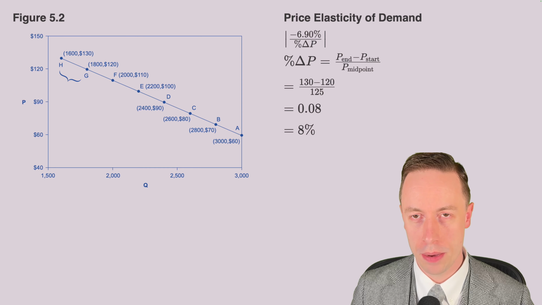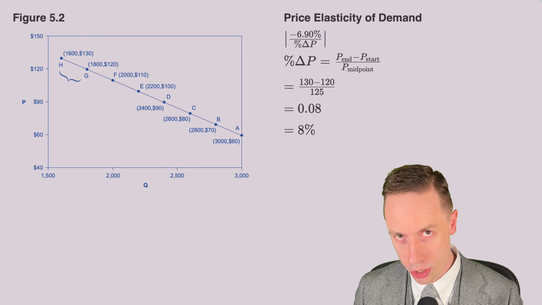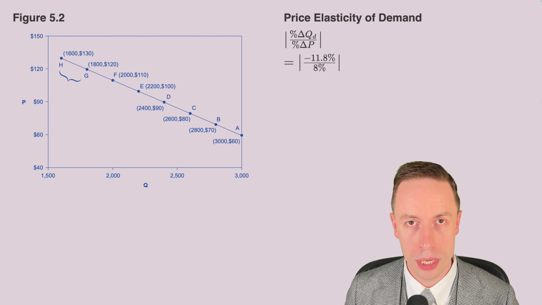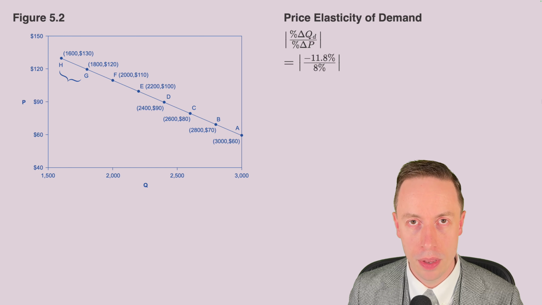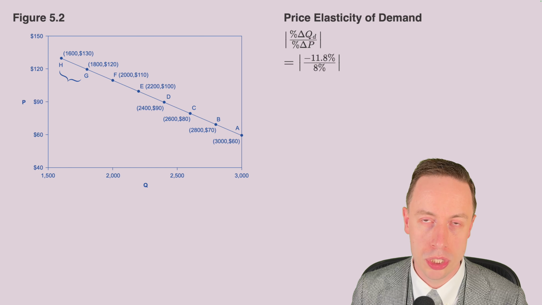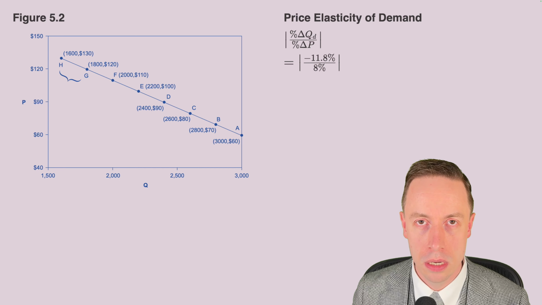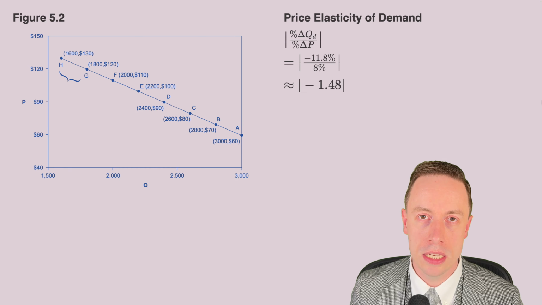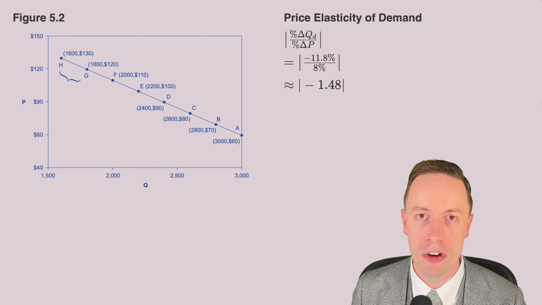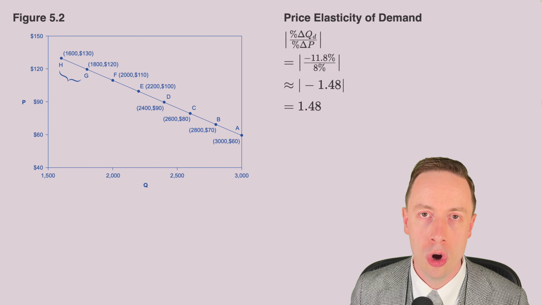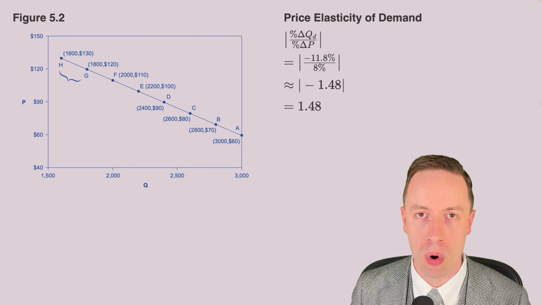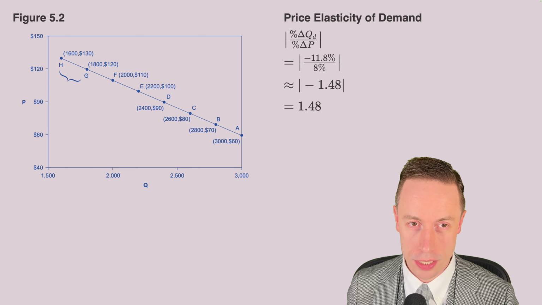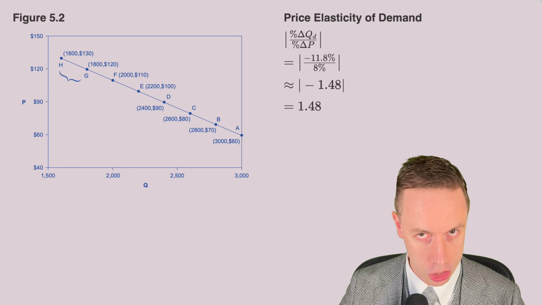So let's remember, we now have two percentage changes. Neither one of those are in elasticity yet. Let's return to our elasticity formula, plug it in, negative 11.8% change on quantity demanded, caused by an 8% increase in price. That gives us a unitless elasticity of, after taking off the minus sign, 1.48. So this time we were above the magic number 1.